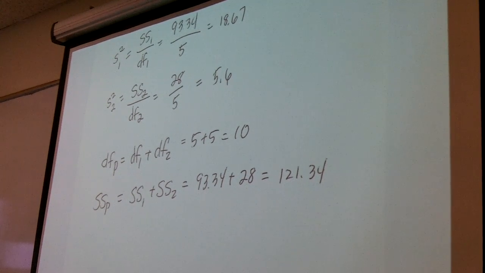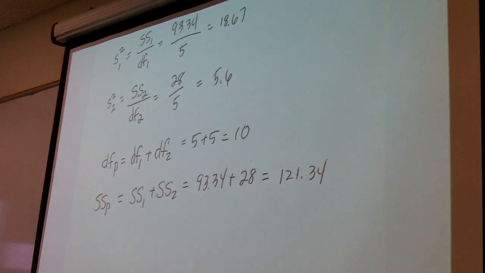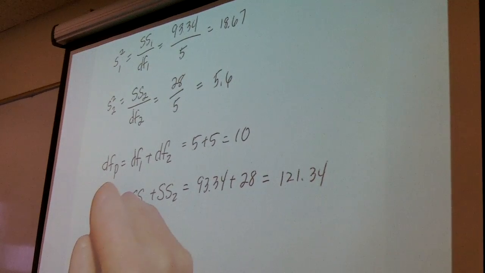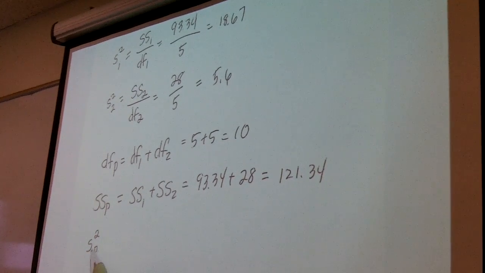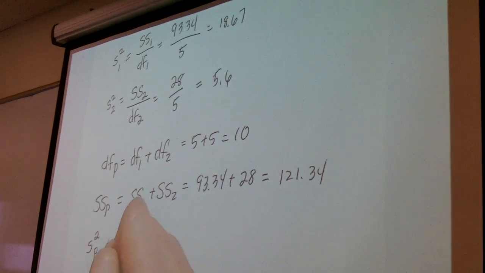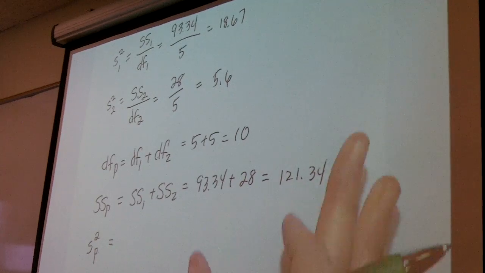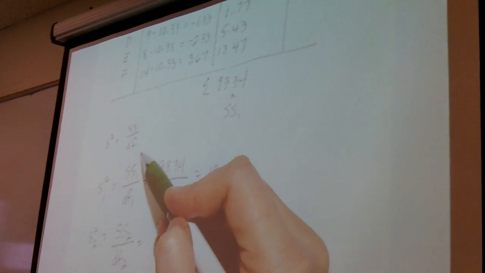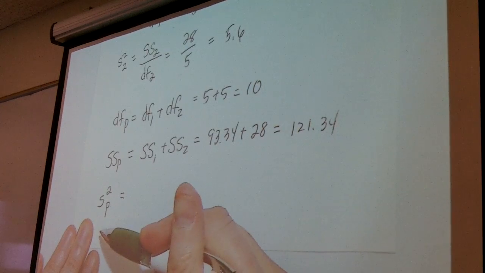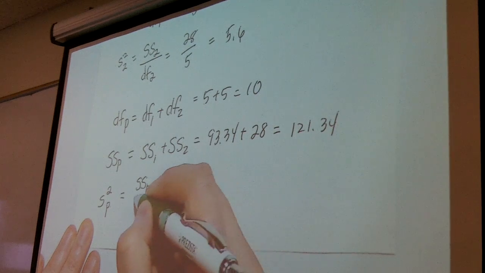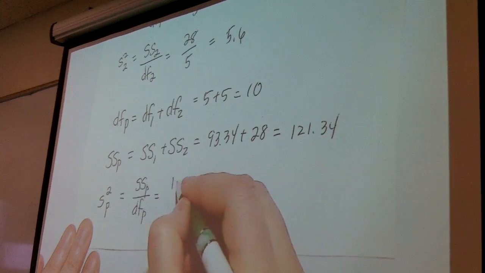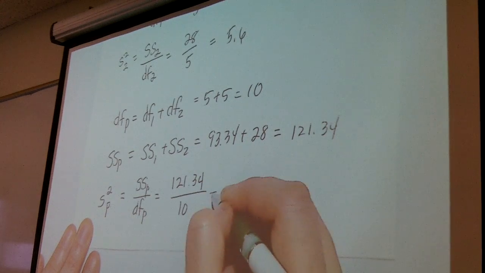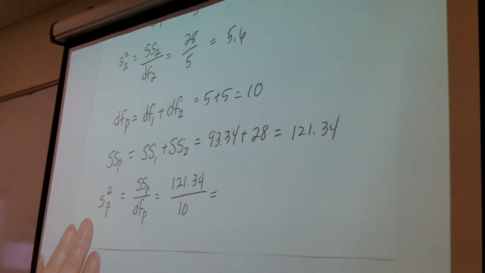Now we're going to calculate the pooled sample variance. Pooled sample variance is written little s, superscript 2, subscript P. And the formula for pooled sample variance is really easy. Remember we said up here a minute ago, sample variance is sum of squares over degrees of freedom. Pooled sample variance is pooled sum of squares over pooled degrees of freedom. Make sense? So now we know that it's 121.34 over 10. And what does that give us? 12.13.